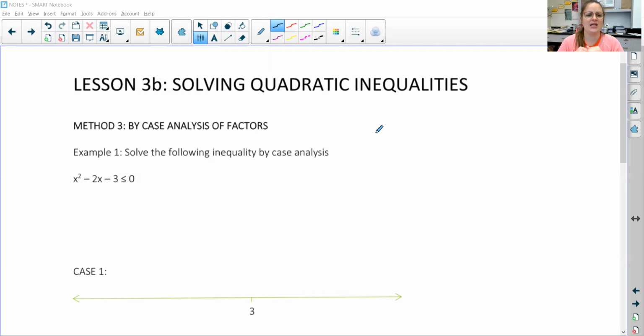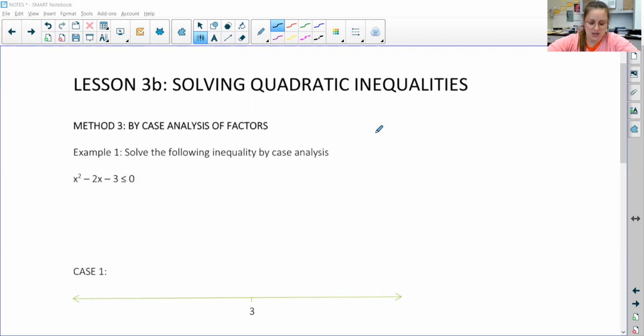Okay, so I'm going to use the exact same inequality that I've used for the other two just to show you what it is. But again, you probably would use the roots and test point method for this particular inequality, but I'm going to keep using this one for the other methods just to show you how we get the same answer with just different methods.